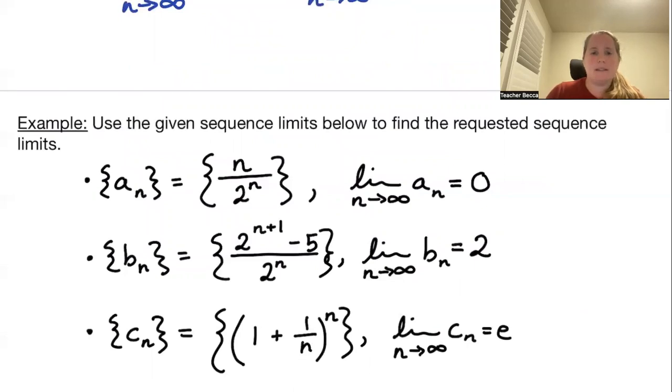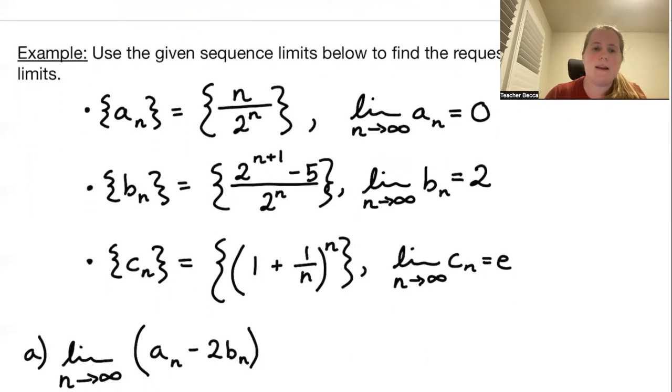All right, so now for some practice. I gave you 3 sequences and their limits. So a sub n equaling n over 2 to the n. This limit as n goes to infinity goes to 0. B sub n equals 2 to the n plus 1 minus 5, all over 2 to the n. This limit as n goes to infinity is 2. And then last up, c sub n equals 1 plus 1 over n, all raised to the nth. This limit is e.